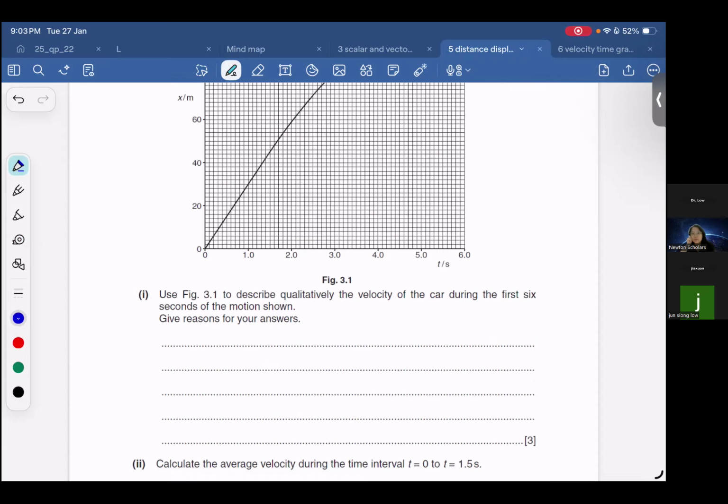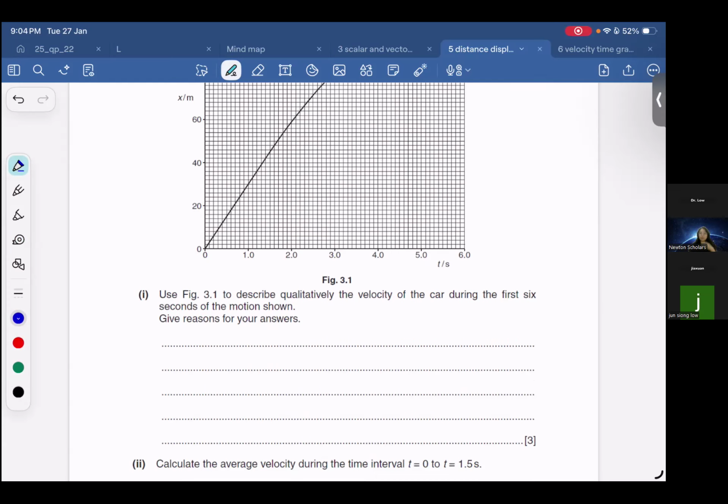From 0 second to 2 second, the car moving with a constant velocity as the gradient is constant. Good. 2 second to 4 second, the car moving with a decreasing velocity because the gradient is decreasing. Yes. Then 4 to 6, constant velocity. Yes. Because gradient is constant. Yes. So dear, I no need to write for you. Okay. So Jiaxuan also correct.